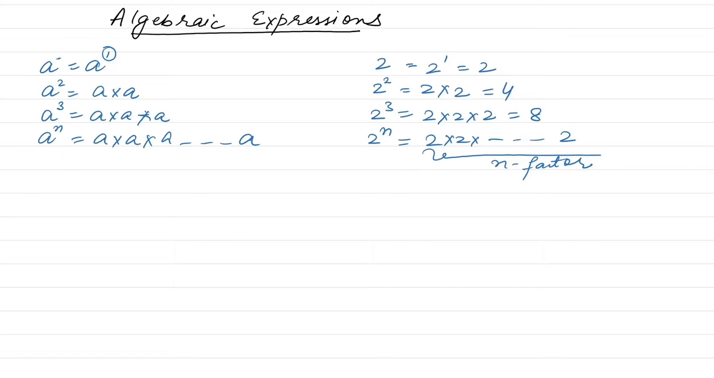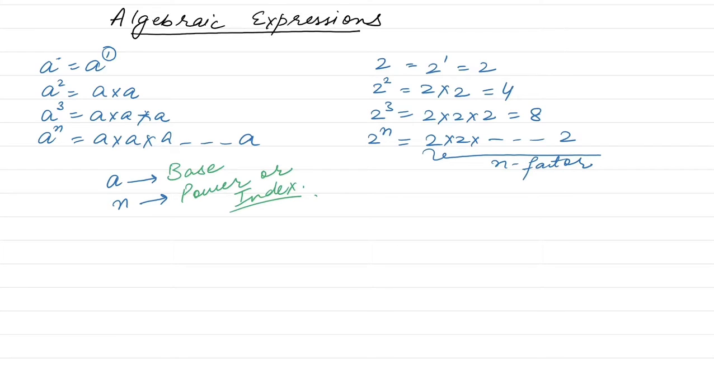In this one, a is called the base and n is called the index or power. So the power or index is n of that variable.